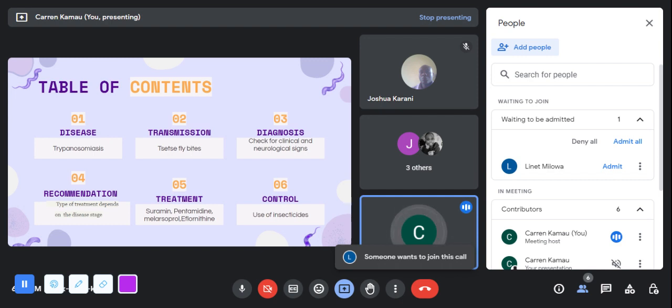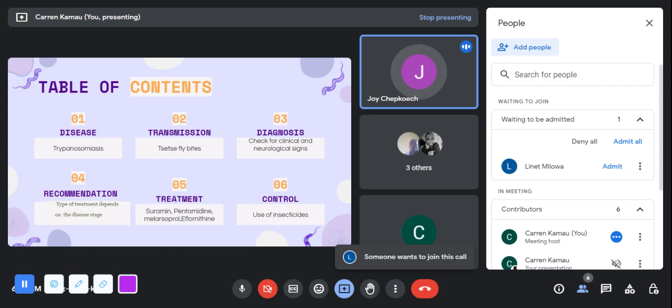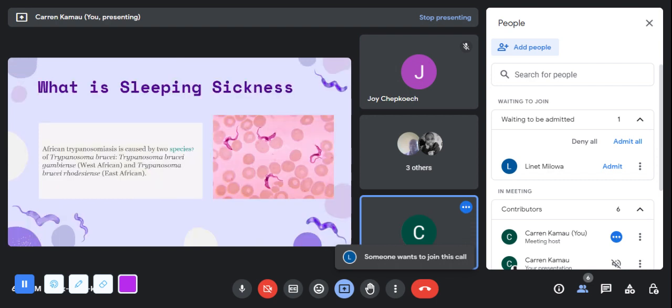Joy, what transmits trypanosoma parasite? Okay, thank you. The parasite which transmits the trypanosoma is the fly. And we have different species of trypanosoma parasites. During our previous lesson we learned about those parasites. I want you to give me the two types of trypanosoma species.